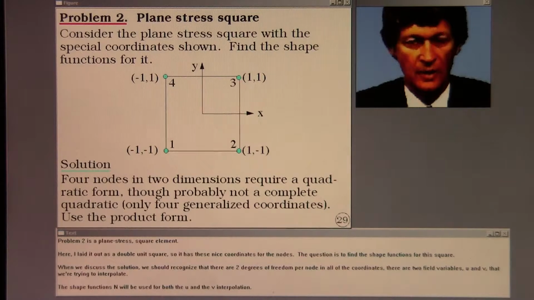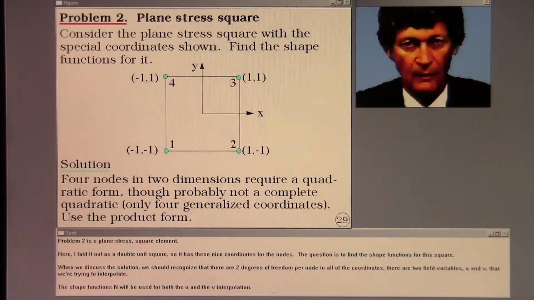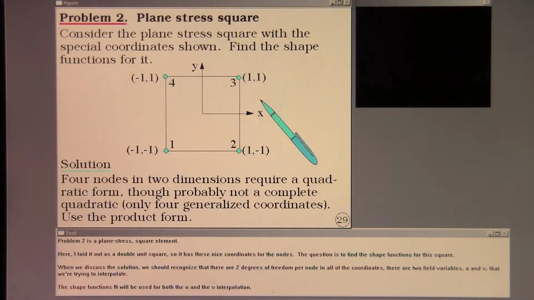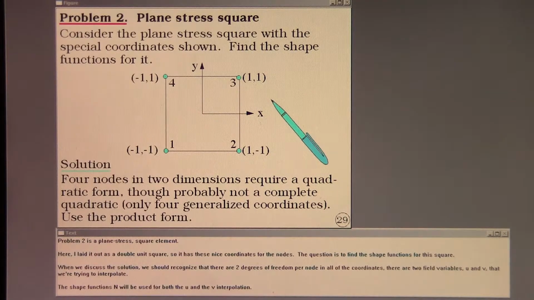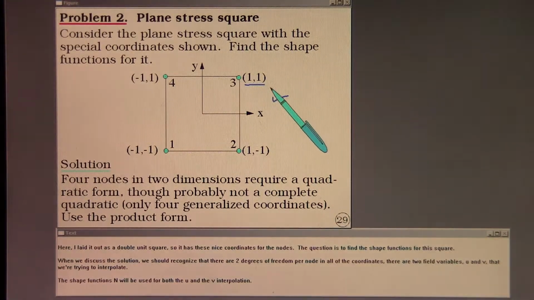Problem 2 is a plane stress square element. Here I've laid it out as a double unit square, so it has these nice coordinates for the nodes. The question is to find the shape functions for this square.